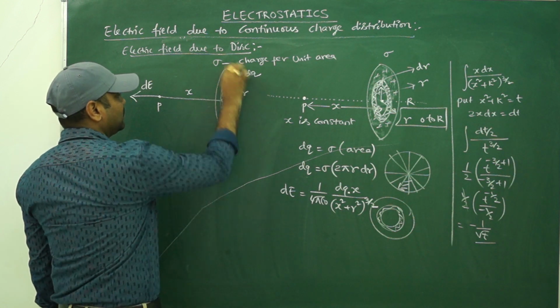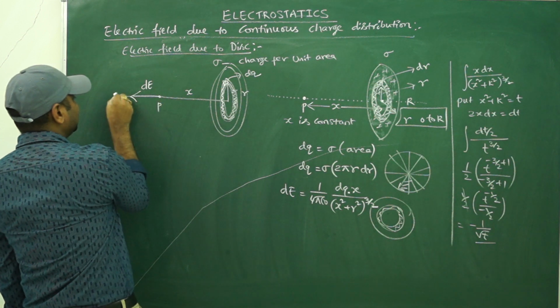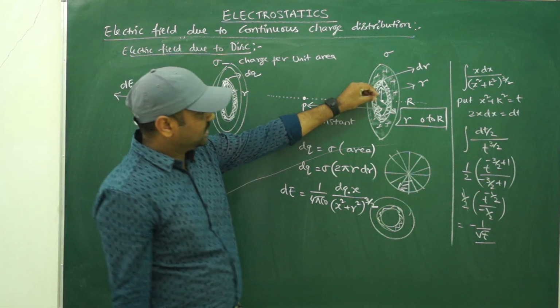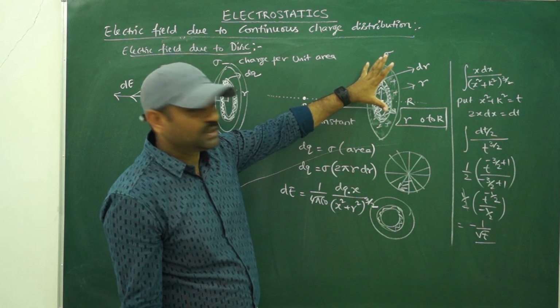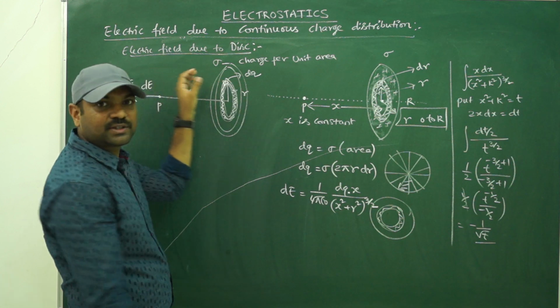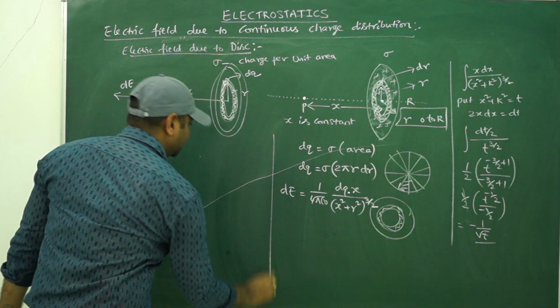So if I take one more ring around it, then because of this ring also the field will be in the same direction, along the axis only. So that means you can divide the disk into different small rings. All the rings will have the electric field in the same direction, towards left. So that's why I can directly integrate for the net electric field.